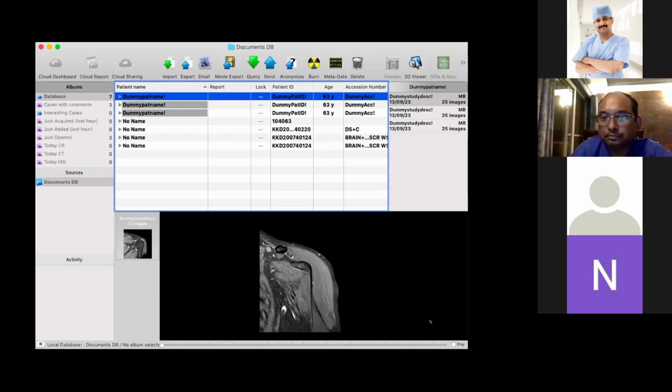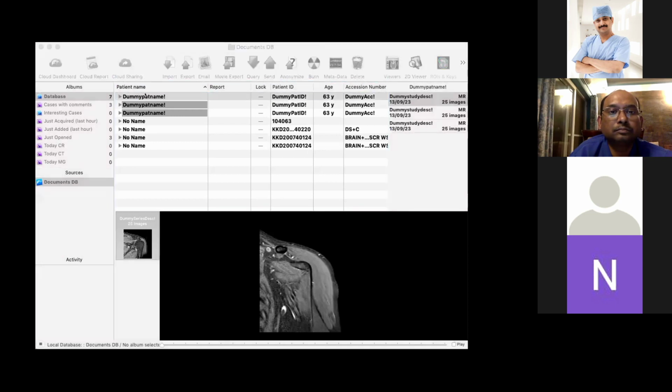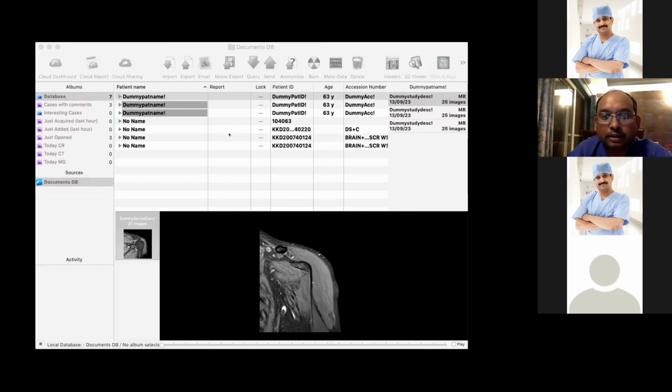Can we move on to the MRI? Yeah, we can move. Everyone is able to see the screen? Yes, we can see the screen.